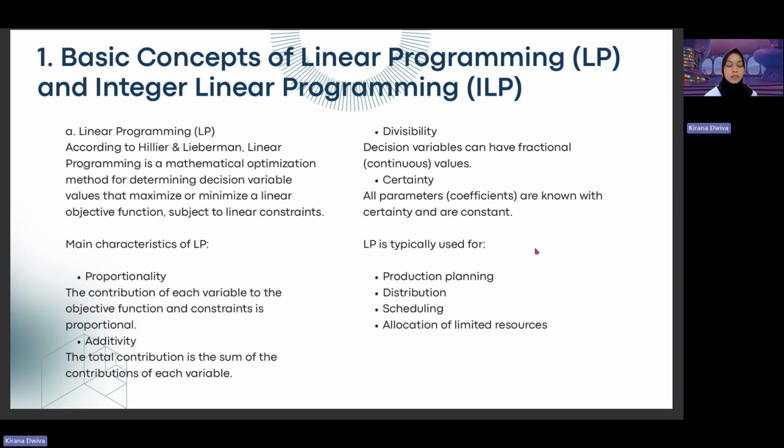Main characteristics of linear programming: the first one is proportionality, second one additivity, the third one divisibility, and the last one certainty. Linear programming is typically used for production planning, distribution, scheduling, and allocation of limited resources.